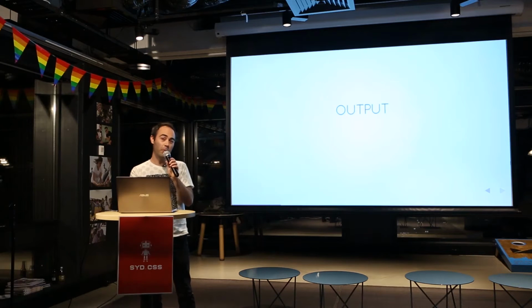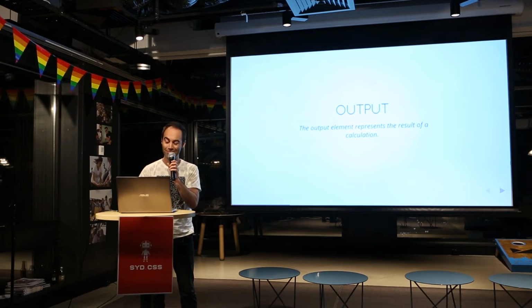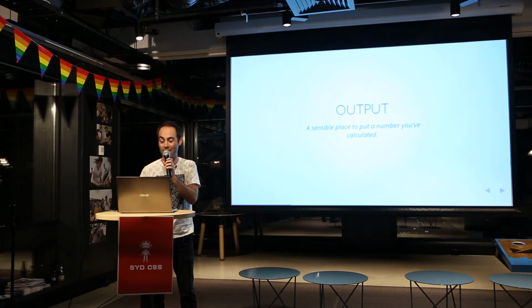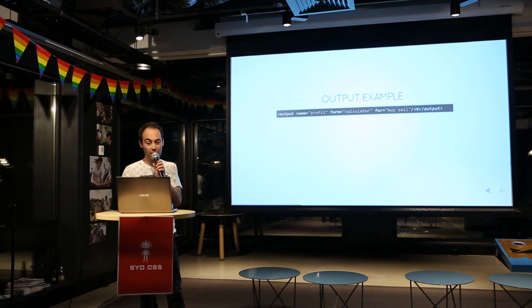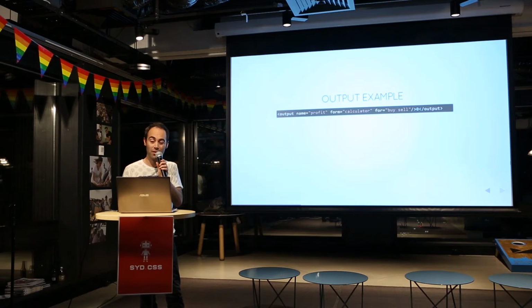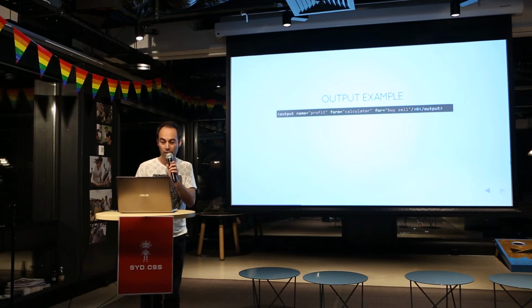Output. W3C defines output as: the output element represents the result of a calculation. Yeah, okay, that kind of makes sense, but I just think it's a sensible place to put a number you've calculated. So here's what an output element looks like. Reasonably straightforward. Give it a name. The form attribute is used so that you can link it to a form, unsurprisingly, but you can just have an output element inside a form, and that'll work fine too.